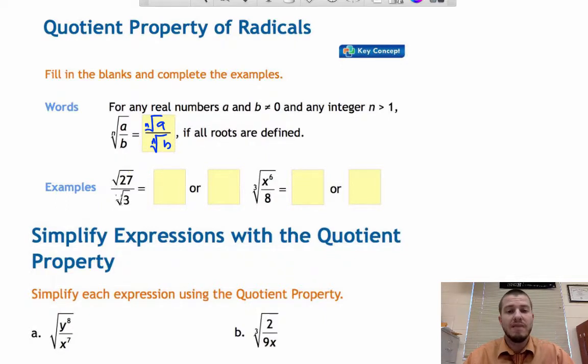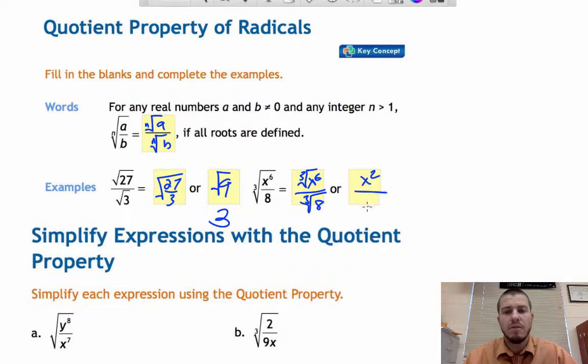The square root of 27 divided by the square root of 3 would become the square root of 27 divided by 3, and all of that can go under the same radical. Then 27 divided by 3 is 9, so the square root of 9, and that equals 3. Same thing here, you can separate this into the cube root of x to the 6th over the cube root of 8, and then those each can simplify. The cube root of x to the 6th becomes x squared, divided by the cube root of 8, which is 2.